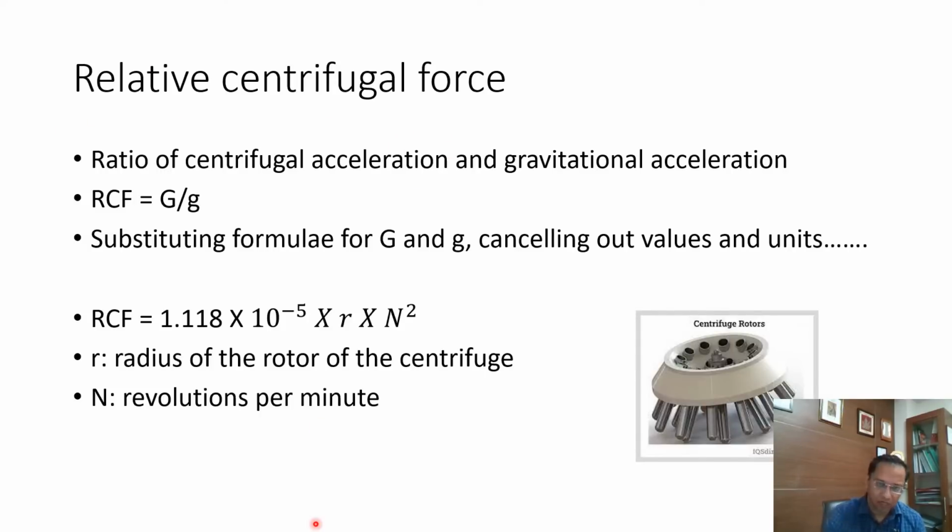What is RCF, or relative centrifugal force? It is nothing but the ratio of the centrifugal acceleration and gravitational acceleration. So these two forces are going to act, and that ratio will give you the relative centrifugal force. So it is capital G upon small g. Substituting the formula, we get RCF as 1.118 × 10^-5 × R × N², where R is the radius of the centrifuge. This is the rotor you can see, and the radius here would be the R, the radius of the rotor of the centrifuge, and N is the revolutions per minute.